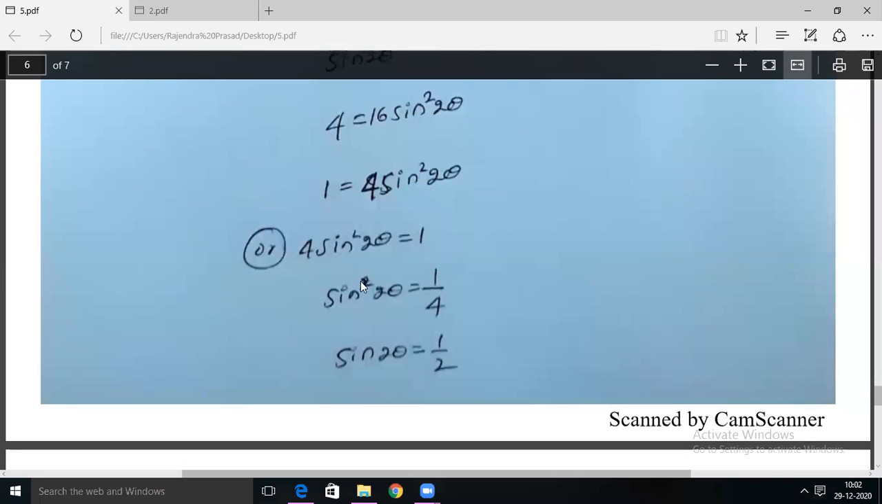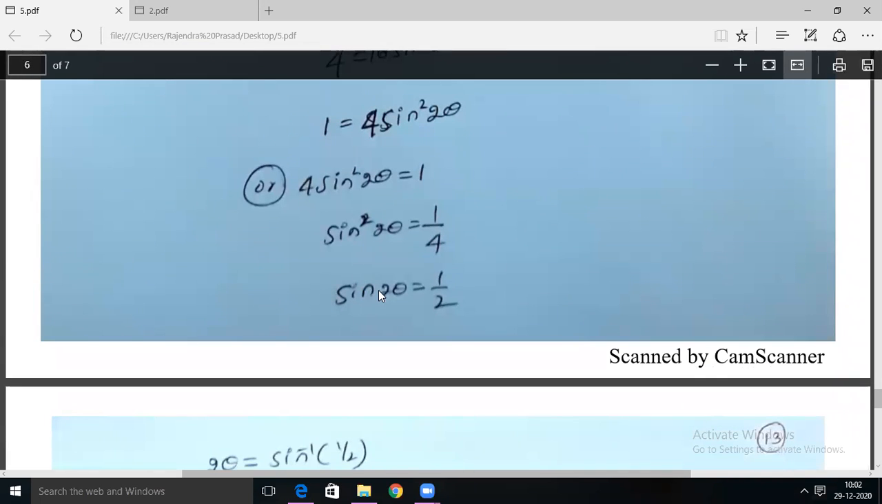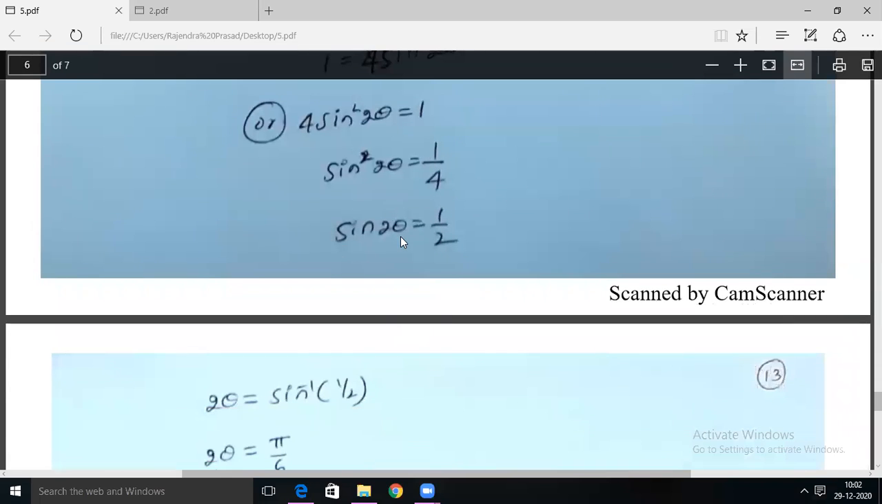Next step, sin square 2 theta is equal to 4 goes to RHS, it becomes 1 by 4. We want sin 2 theta. Sin 2 theta is equal to square root of 1 by 4. Square root of 1 by 4 is what? 1 by 2.